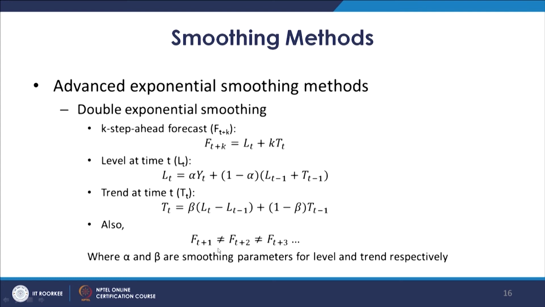From this you can clearly see that the one step ahead forecast, F t plus 1, is not going to be equal to the forecast at t plus 2, F t plus 2, F t plus 3 and so on. The reason is obvious, because now the trend component is there, which is going to vary, which is going to change. Now, we are going to use two smoothing parameters, alpha and beta. These parameters are to be used respectively for label and trend.